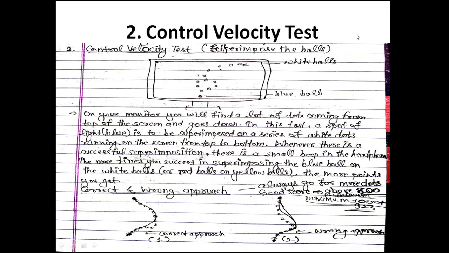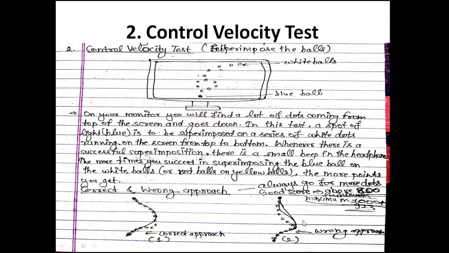Now the second game is the control velocity test, means you have to superimpose the ball. This is the white ball and this will be the blue ball. You have to superimpose the ball. On your monitor, you will find a lot of dots coming from the top of the screen and going down. In this test, a spot of light which is blue in color is to be superimposed on a series of white dots running on the screen from top to bottom.